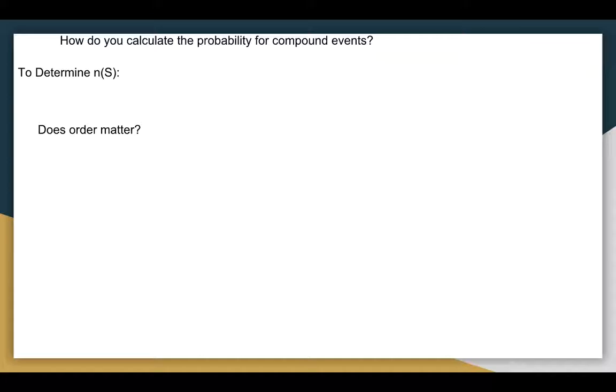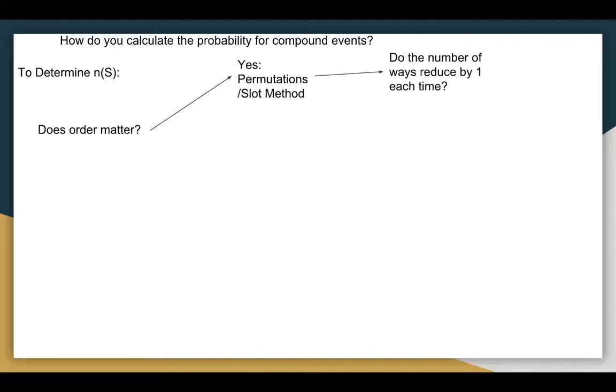That's how we solve those questions on the warm-up. If it does, we're using permutation or the slot method. Slot method is the same thing, it's just that one doesn't repeat every time. If the ways do reduce by one each time, then it is a permutation. If not, then it's just the slot method. That's why you're always going to be okay just using the slot method as long as order matters. If it doesn't, then we're using combinations.